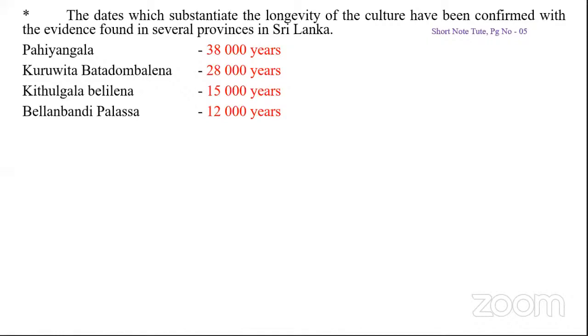So the Stone Age man of Sri Lanka were living in different time periods. That means in Pahiyangala, before 38,000 years, there were people. Kuruwita Batadombalena, 28,000 years. Kitulgala Belilena, 15,000 years. And Bellanbendi Palassa, 12,000 years. So normally the question they ask is how old is Pahiyangala? 38,000 years old. And what is the place where you will find the earliest culture? That is Pahiyangala. So in page number 5, you are writing these things.